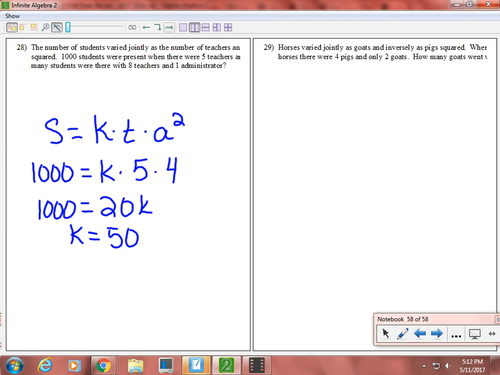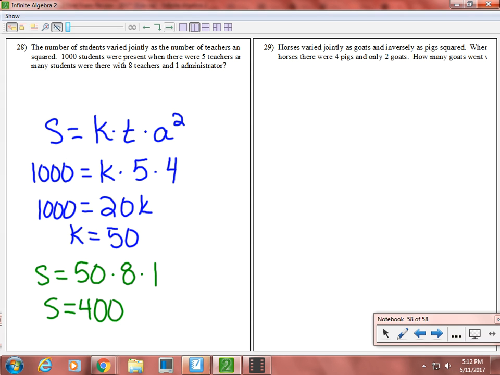So then the next part wants to know how many students. So my K value is going to be 50. Then 8 teachers and 1 administrator. Well, 1 squared is 1. So it's 50 times 8 times 1, so the students is going to be 400 for that.